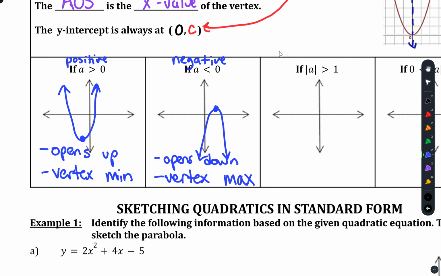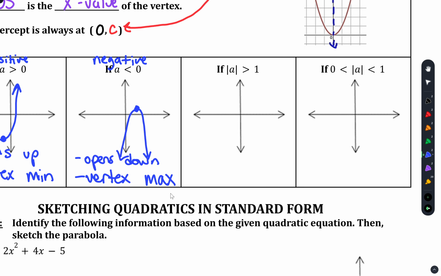The next thing we're going to do is talk about the absolute value of my A value, which is, I don't care what the sign is, okay? Just the number is what I care about here. So maybe I'm going to make a little note here. Disregard the sign. I don't care if it's positive or negative for this part. Okay, regardless of the sign.